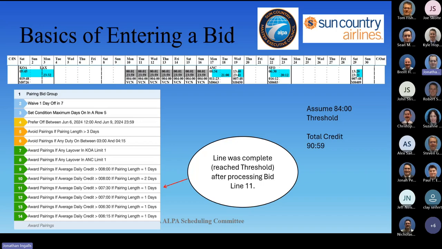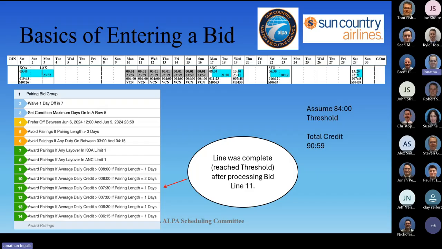So you're saying you want high credit turns. The system went looking and couldn't find any. Either there were none this month or they've all been awarded to pilots senior to you. So now it moves on to the next line, which is line 10. It says award pairings if the average daily credit is greater than 8 hours and it's a 2-day. It found one on the 22nd, that San Francisco flight M0603 worth 16 hours and 12 minutes. It put it on our schedule.